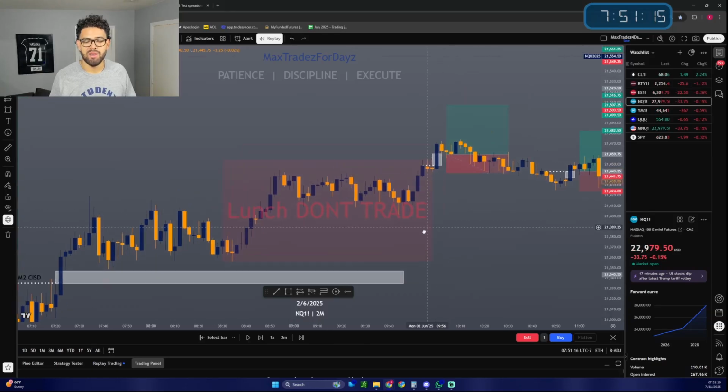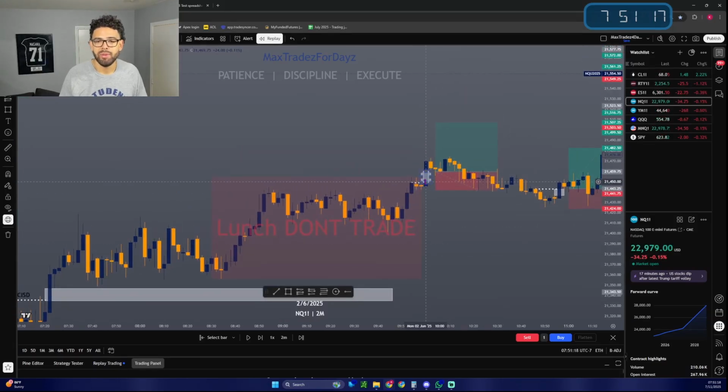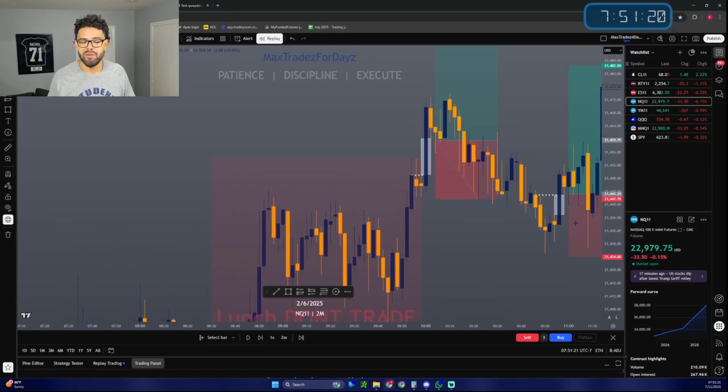As you guys see here, this is the end of the box. We come back in. Boom. Change in state of delivery right here. As you guys see, this is the high. Gave the pullback. Closed above. Change in state of delivery happened right here. Nice size gap. Wait for price to come back. Pull back into it. Boom.